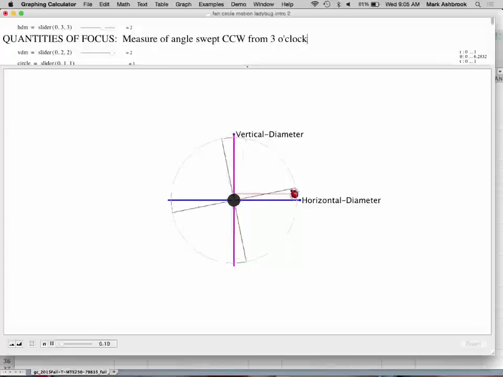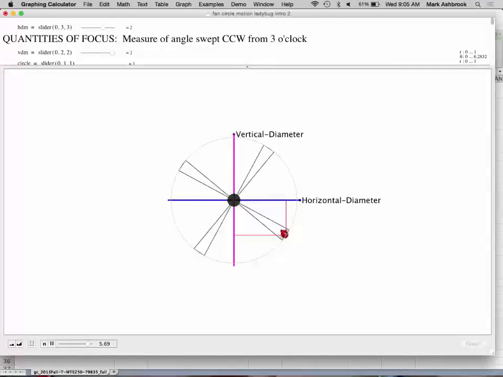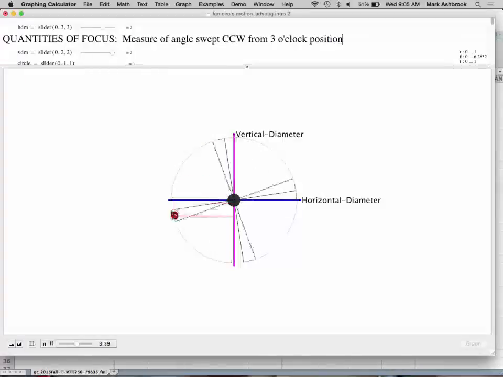And that's a change, right? So that's a changing quantity. That's why I'm showing it and going, right? As that angle is sweeping counterclockwise from the 3 o'clock position, we're focusing on some other quantities. So this is the first one: the measure of the angle swept counterclockwise from the 3 o'clock position. That's number 1.